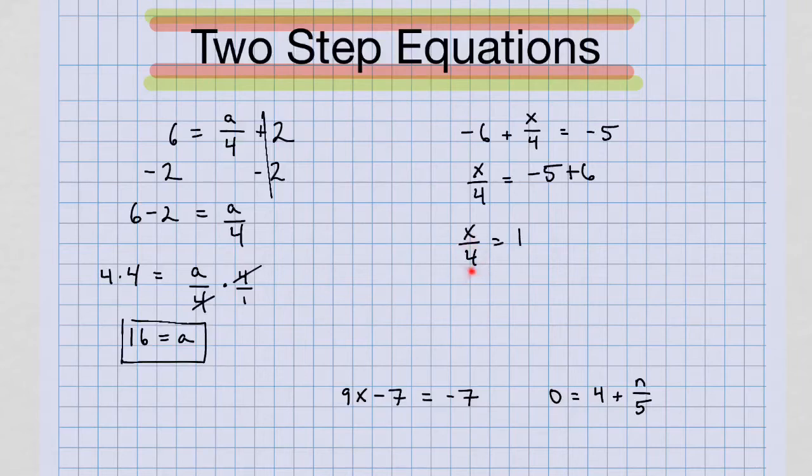Now we're dividing by 4. To move it to the other side of the equation, we have division. To move it over, we need to do multiplication. So we're going to multiply both sides by 4. So now we have x equals 1 times 4, or just x equals 4.